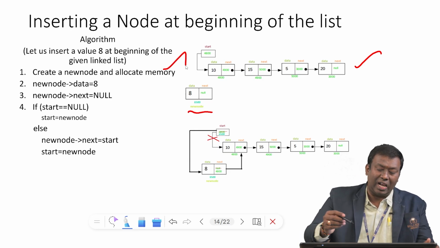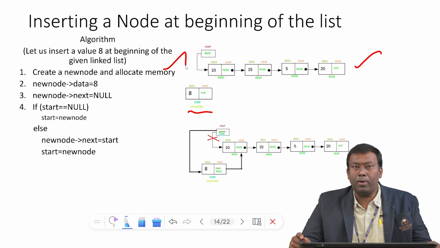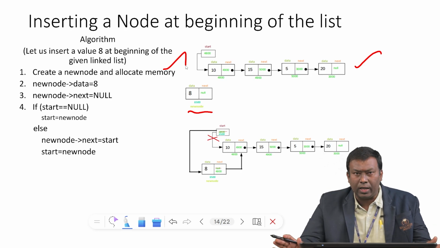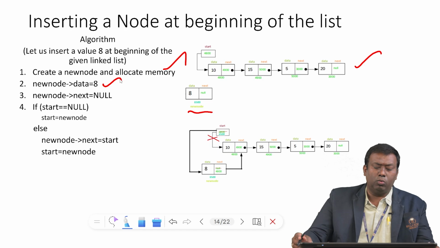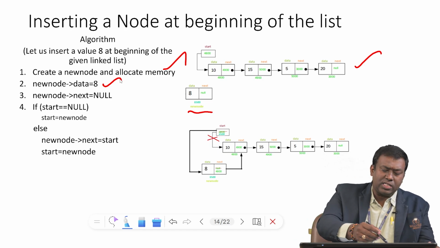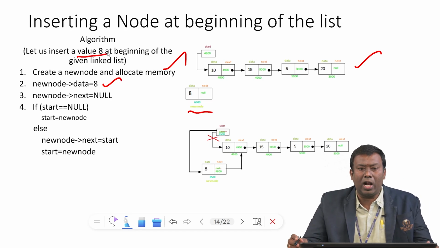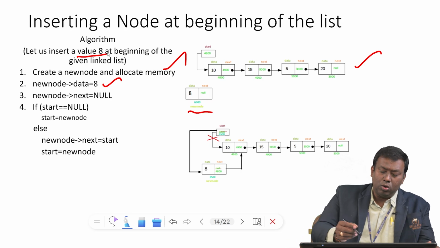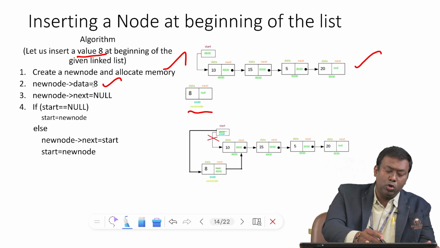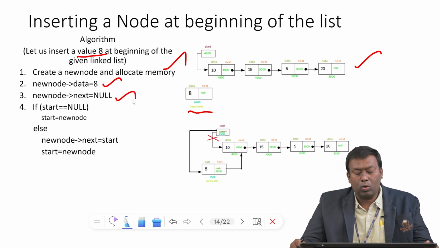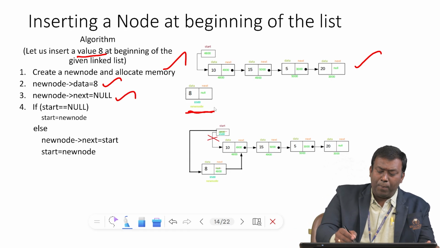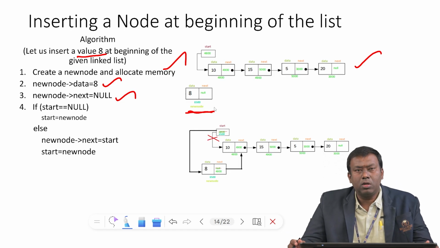If you see the first point in the algorithm, create a new node and allocate memory, because we are allocating the memory dynamically. Whenever we want a node, we create a node and allocate the memory for it then and there itself. Now, I am inserting a value, whichever value I want to insert. Let us say I want to insert a value 8 at the beginning of the linked list. So I placed 8 in the data part: new node of data equal to 8, and I kept new node of next equal to null.